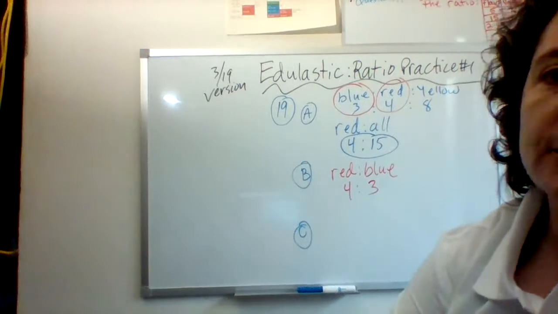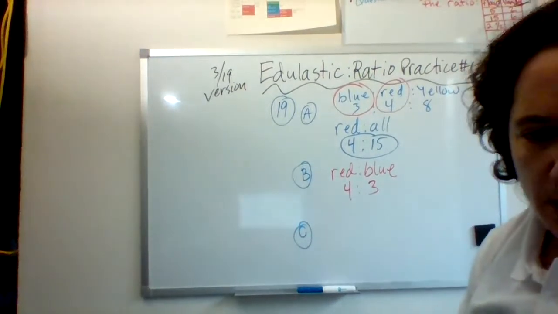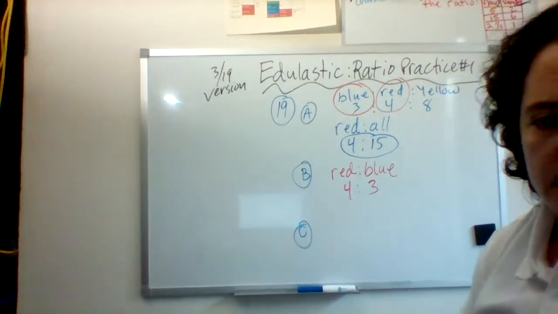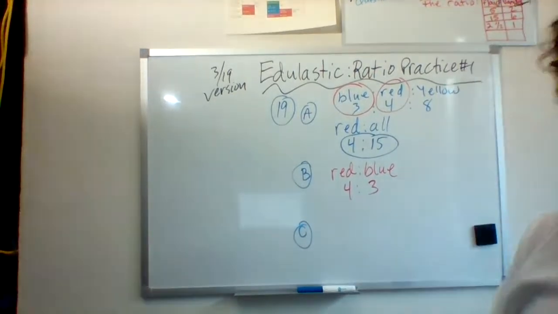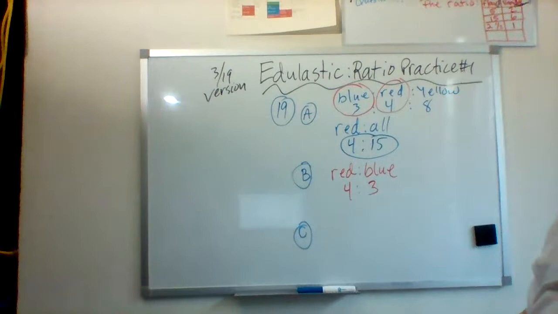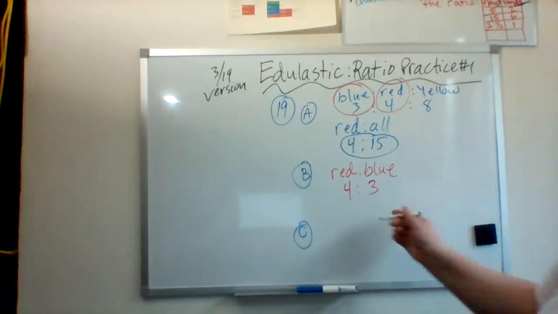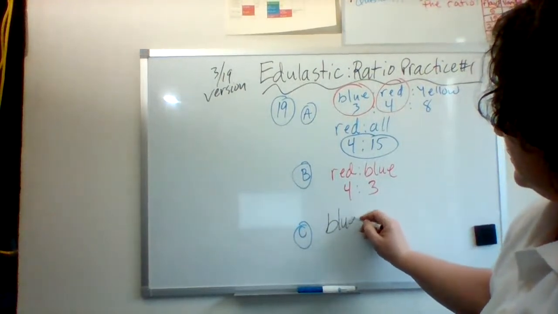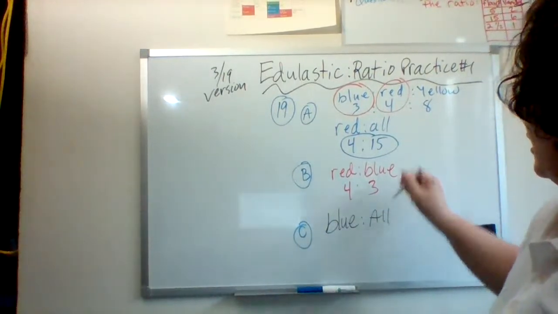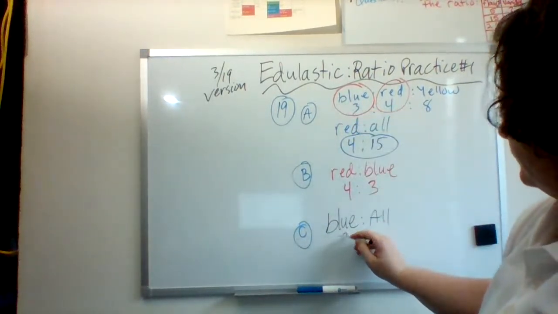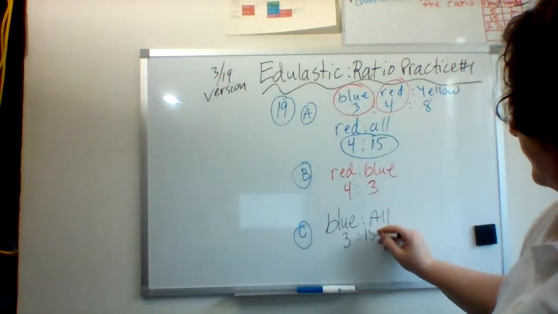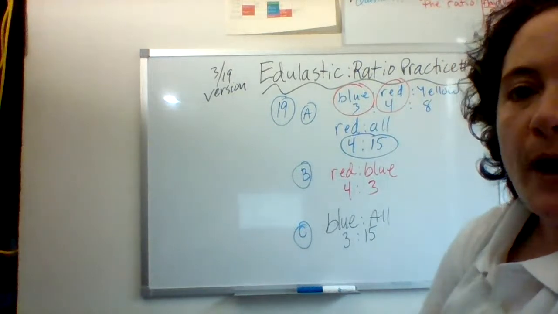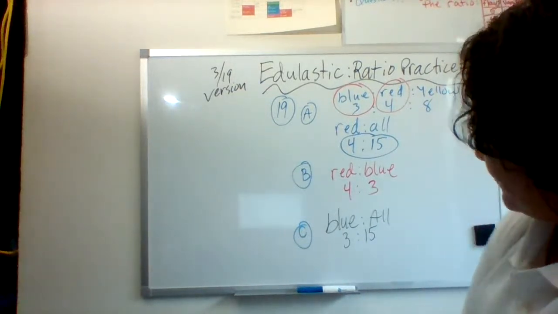Okay, and then last one is letter C. Letter C says write the simplified ratio of blue to all. So let's start with blue to all first. Blue to all. Now, you have to do the simplified version.